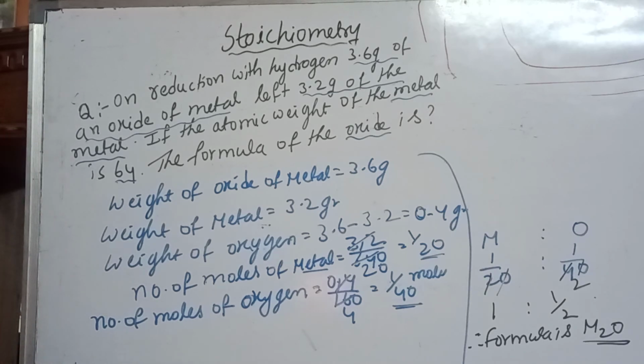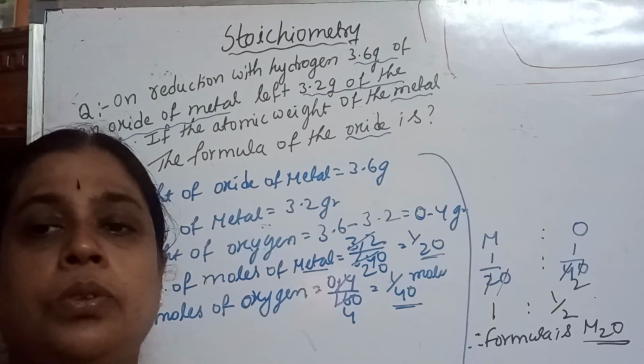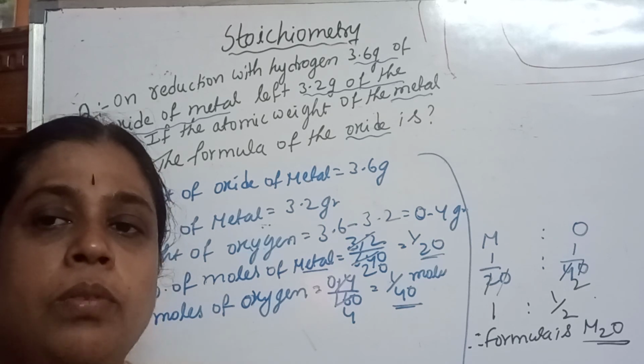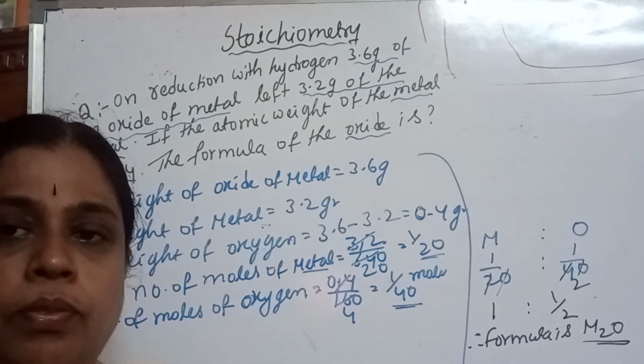In this, the weights are given and the atomic masses are also given. If we know the weights and atomic masses, we have to calculate the number of moles, then the ratio of the number of moles, to get the formula. So this is one more problem. These are some problems on the calculation of empirical formula and molecular formula.